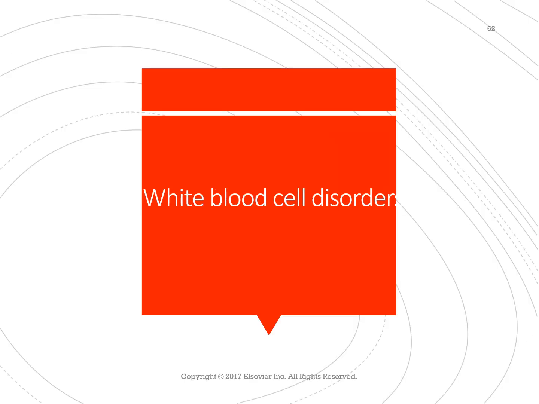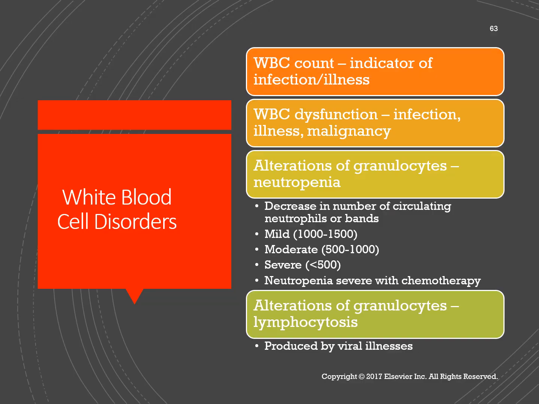Now we're going to talk a little about white blood cell disorders. With our white blood cell disorders, we're going to be looking at our white blood cell count, obviously. This is going to be our indicator of infection and illness. That's what we usually look at it for. But we also need to look for white blood cell dysfunction. So we may see that with infection, illness, or malignancy.